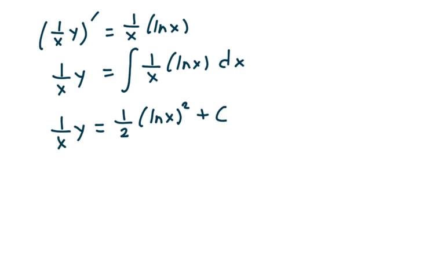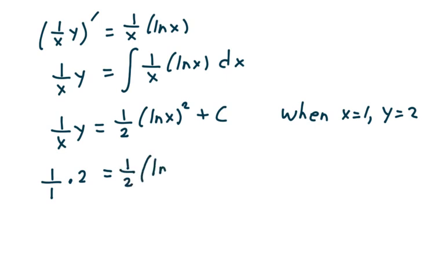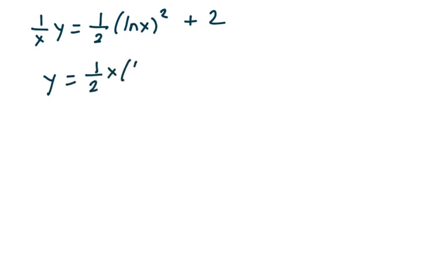Now, when x is 1, y is 2. So 1 over 1 times 2 is 1/2 of natural log of 1 squared plus c. But remember, natural log of 1 is 0. So c is 2. This is really good. So 1 over x times y is 1/2 of ln x squared plus 2. It's a specific solution to this differential equation. So y is 1/2 x times natural log of x squared plus 2x.